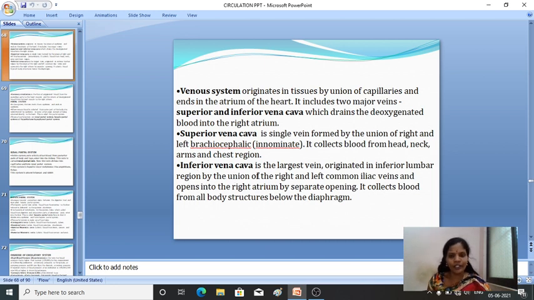When it comes to the inferior vena cava, it is the largest vein. It originates in the inferior lumbar region by the union of the right and the left common iliac veins. It opens into the right auricle through a separate opening. It collects the blood from all body structures below the diaphragm. These two, the superior vena cava and the inferior vena cava, come under the venous system.